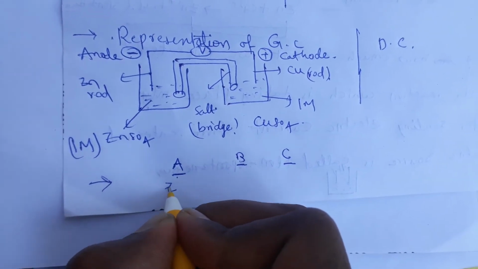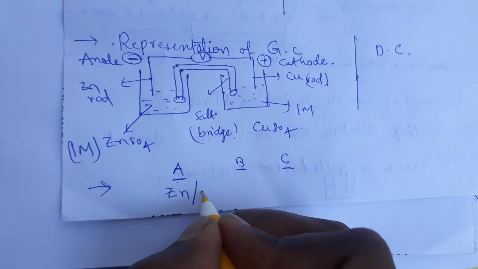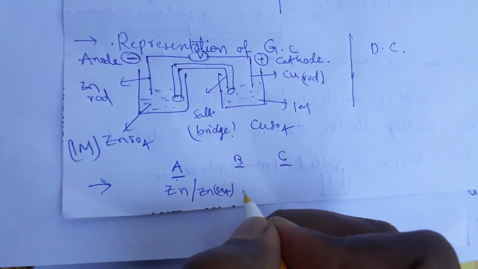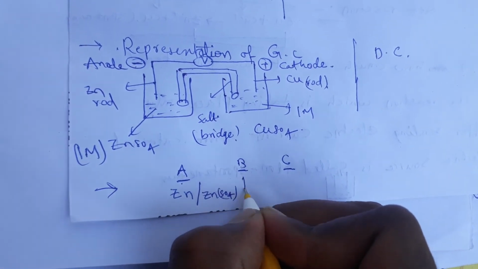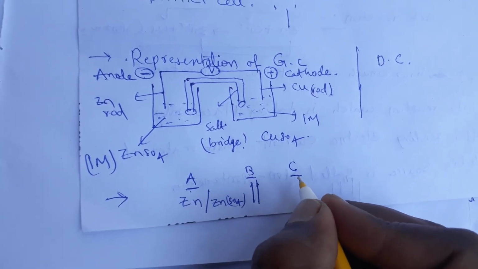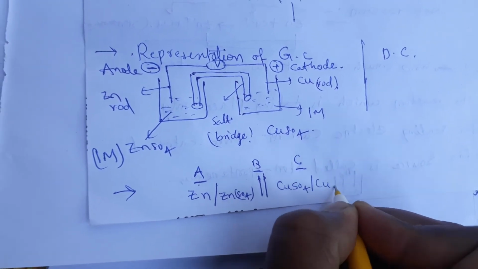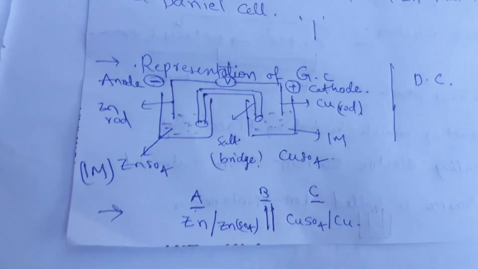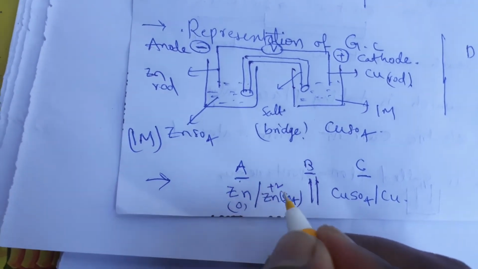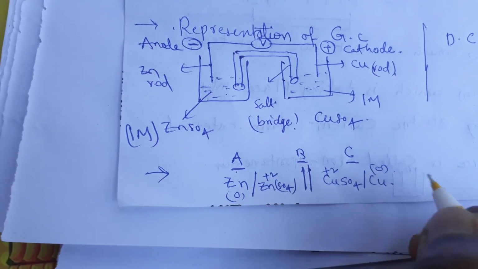So here is zinc. What reaction is happening here between the zinc and zinc sulfate? The reaction between the zinc and zinc sulfate, and there is a bridge. So this is the bridge. I can represent it with two lines, and C is the cathode. Which reaction is taking place? Copper sulfate is going to be copper. That means reduction is taking place. Zinc is in the 0 oxidation state, going to the +2 oxidation state. Copper here is in the +2 oxidation state, going to the 0 oxidation state.